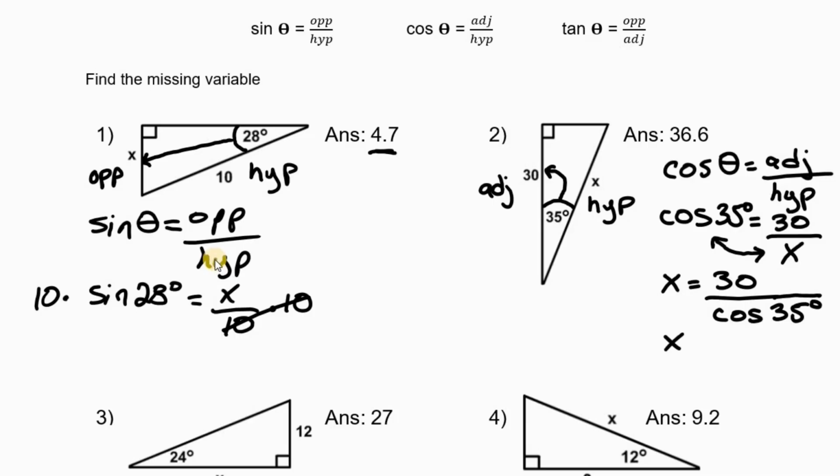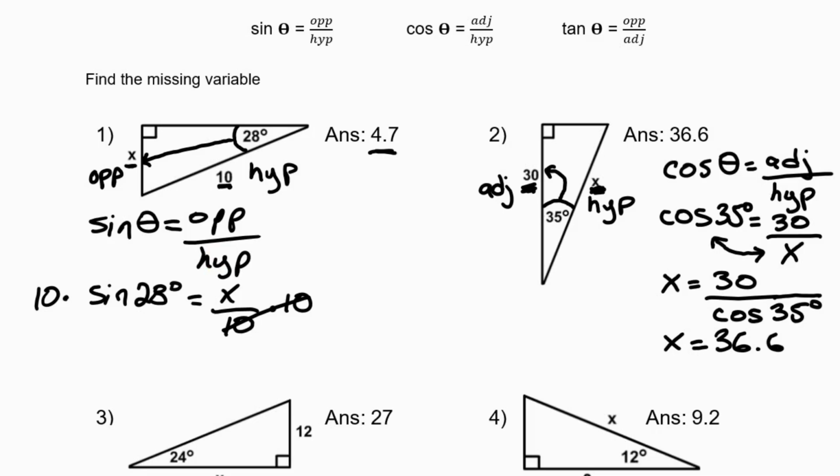And we plug this in the calculator and we should get 36.6. Once again, does 36.6 make sense? Well, yeah. We have 30 over here. I could just imagine that the hypotenuse, which is just the longest side, would be 36.6. What about the previous one? Does 4.7 make sense? Well, yeah, if our hypotenuse is 10, I can imagine that that's 4.7.